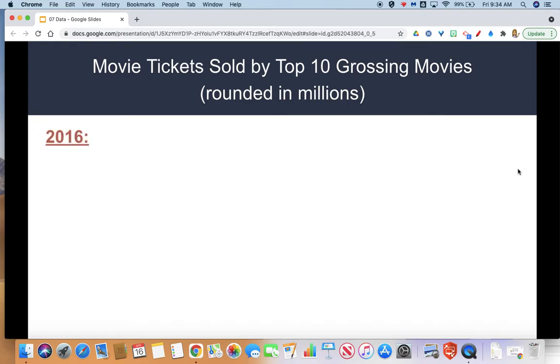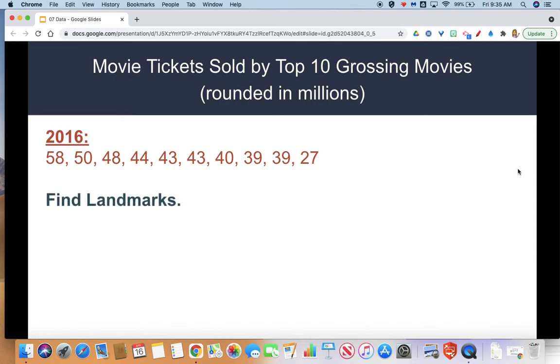You try this. So in 2016, the movie tickets sold by our top 10 grossing movies, these are rounded in millions, were as follows. So these were our number of movie tickets sold in 2016. Will you pause and find the landmarks? Mean, median, mode. Also find that lower, upper quartile and interquartile range. When you're ready to see those answers, press play.